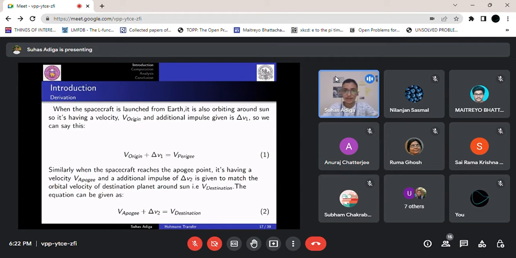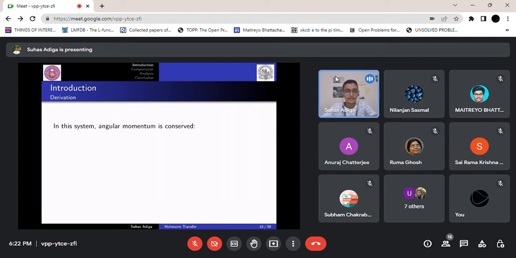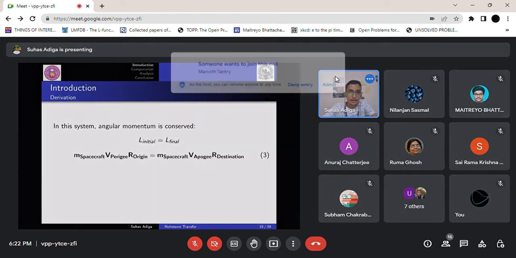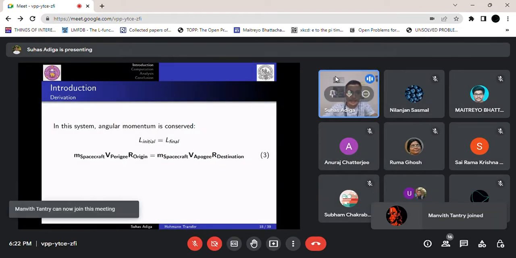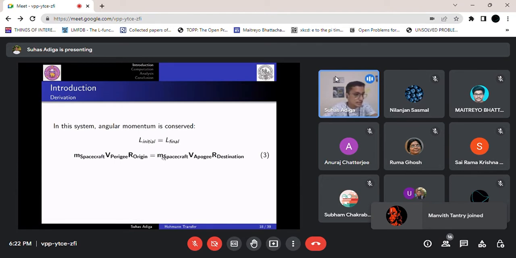We'll be using them at the last. Fine. And in this entire system, angular momentum is conserved. This is mainly because net torque is 0. So if angular momentum is conserved, I can say L initial is equal to L final, right? And if angular momentum is given by mvr, I can say m spacecraft into V perigee into R origin should be equal to m spacecraft into V apogee into R destination, because my initial point is at the perigee and my final point is apogee, right? So I'm conserving angular momentum there.